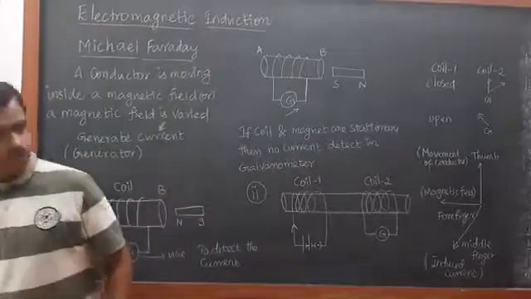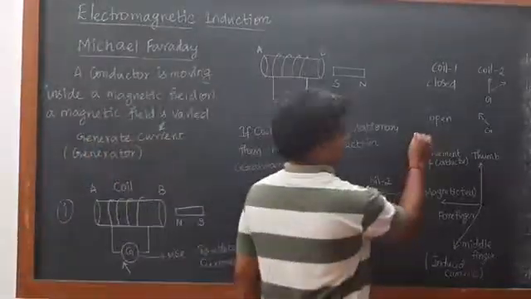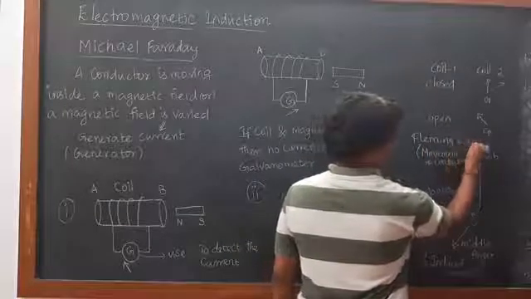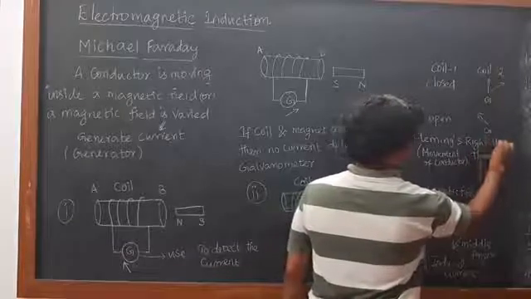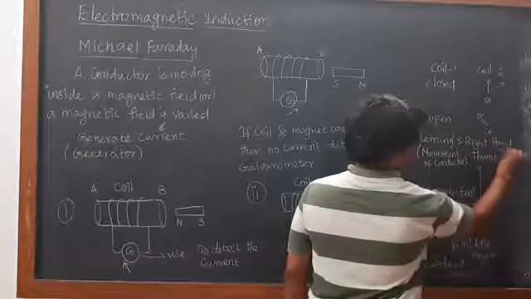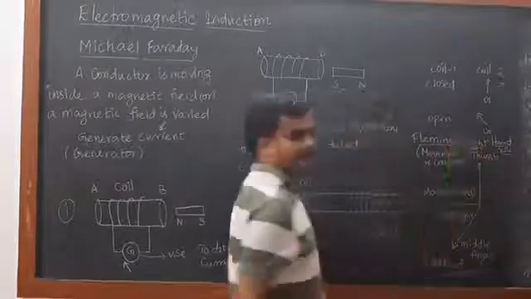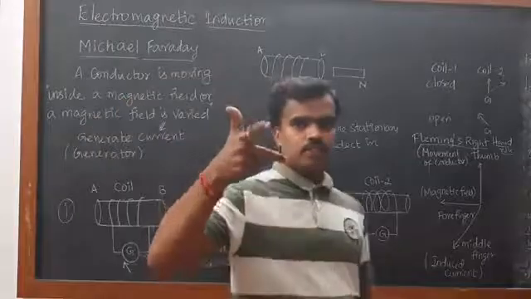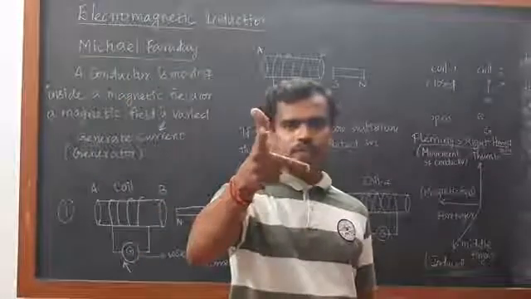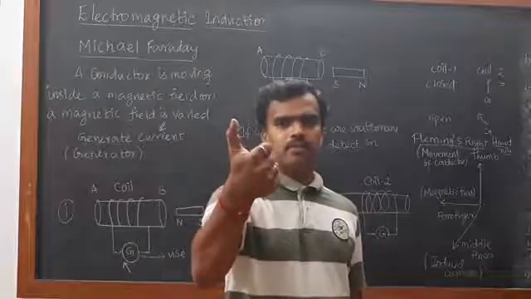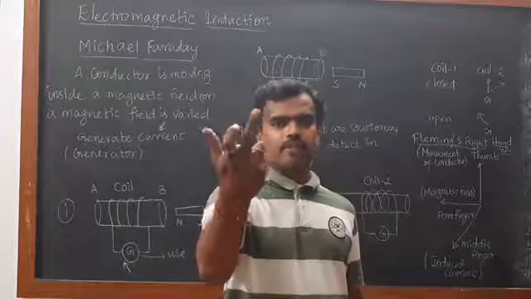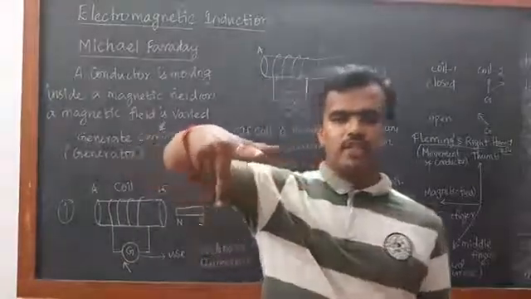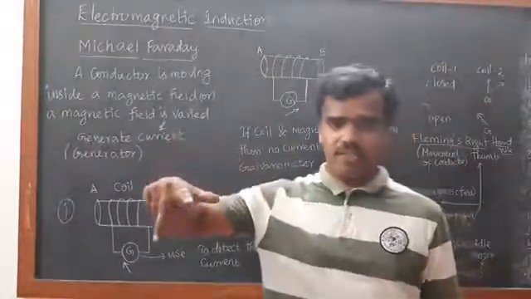And now we move on to Fleming's right hand rule. So take your right hand and stretch your three fingers: thumb, forefinger, middle finger, right? Stretch these three fingers mutually perpendicular to each other, right?